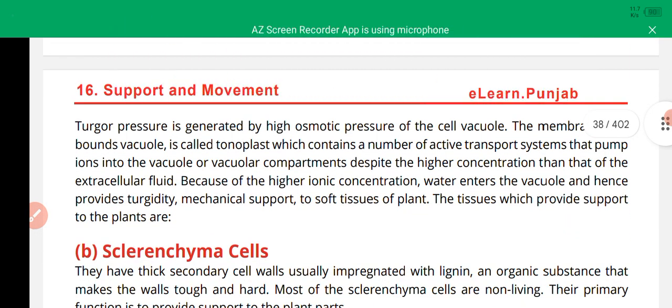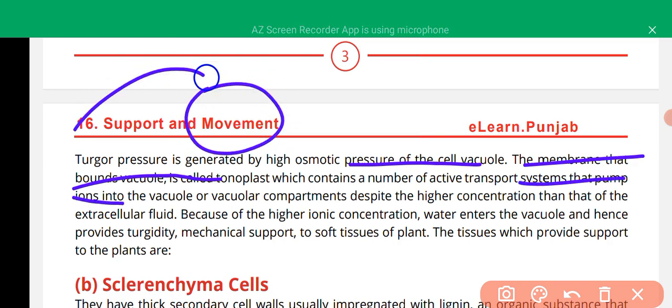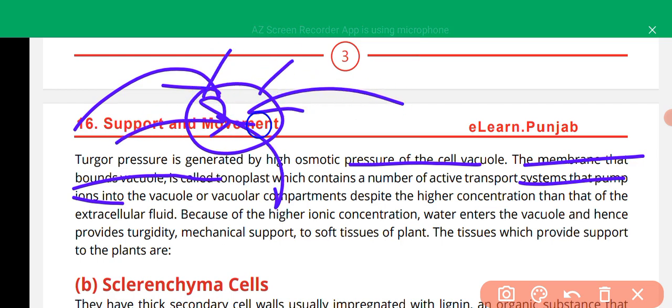The basic mechanism here is how it is generated. It is generated by the osmotic pressure of vacuoles. You should know that. If you do not know, the membrane that bounds the vacuole is called tonoplast. And what is the basic mechanism? Different types of salts and ions are transported into the vacuole by active transport. When they are transported into the vacuoles by active transport, the osmotic pressure increases inside the vacuoles.